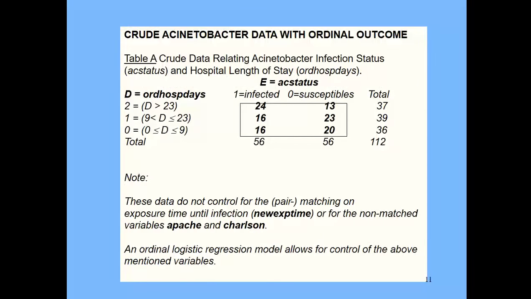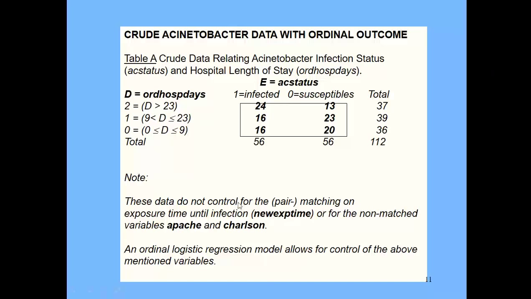So now here's the data, okay? Here's the simple, crude, this is table A, the crude data from this data set. You notice it says 112 over here, okay? I got everybody in here. I've got infected versus susceptible, and I've got the 3 categories of the outcome, and whether they're infected. So there are 6 numbers in the table. It's a 3 times 2 table.